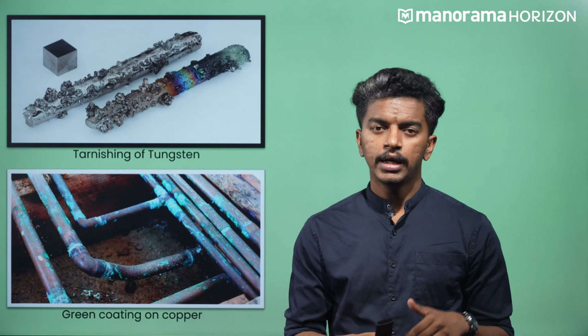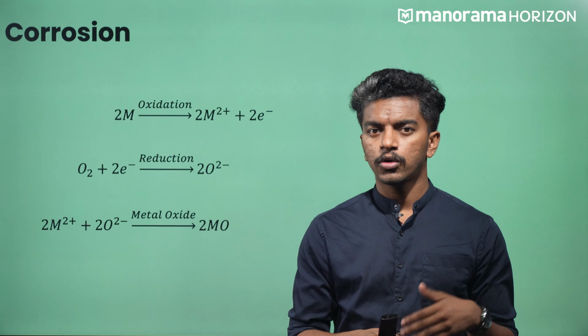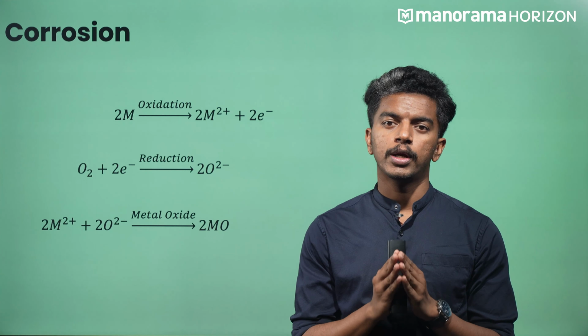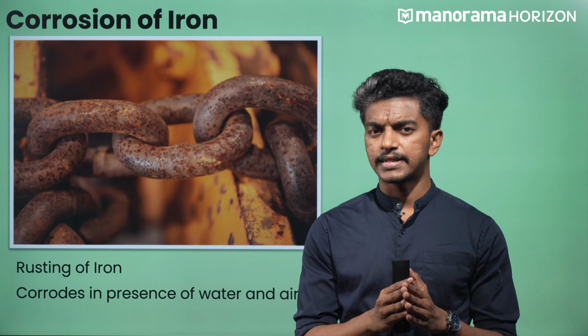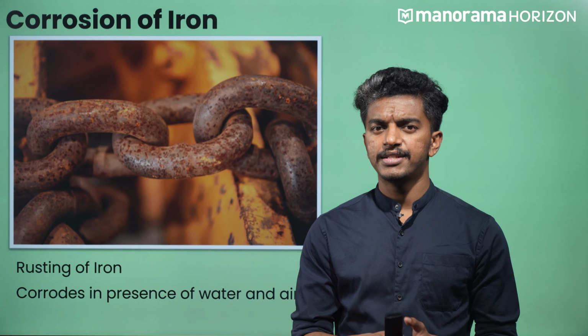Corrosion is the general term used to describe metal atoms getting covered by oxides or other salts of the metal. In corrosion, a metal is oxidized by loss of electrons to oxygen and results in the formation of oxides. This shows that corrosion is essentially an electrochemical process. We discuss the corrosion of iron, which is generally known as rusting. Iron corrodes in the presence of water and air.